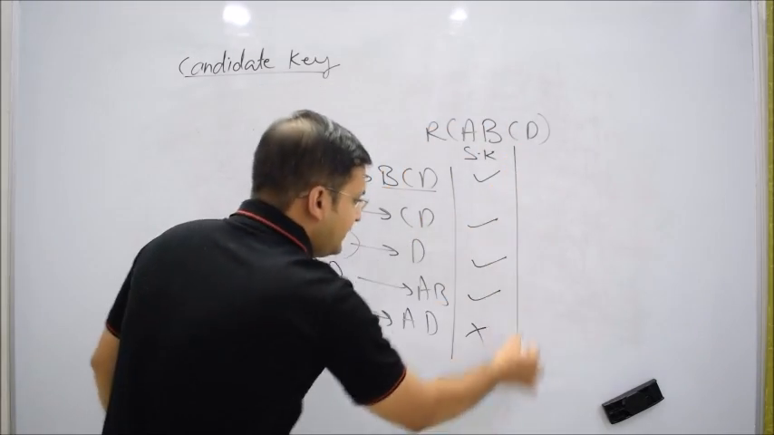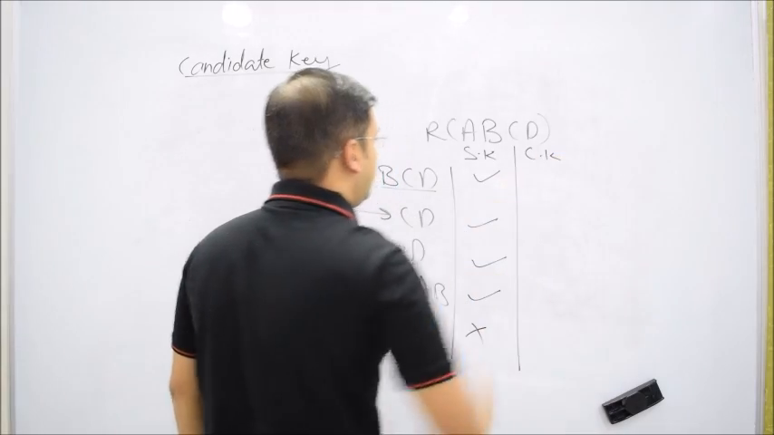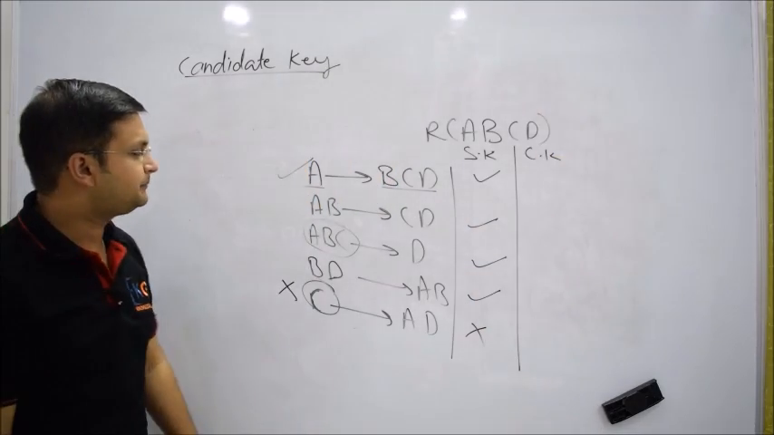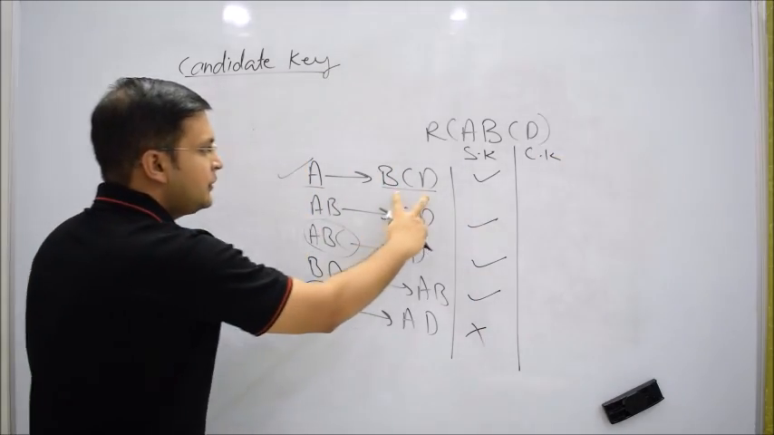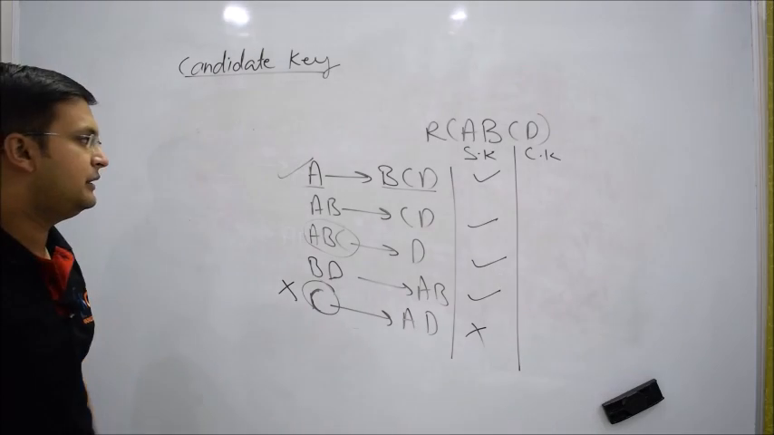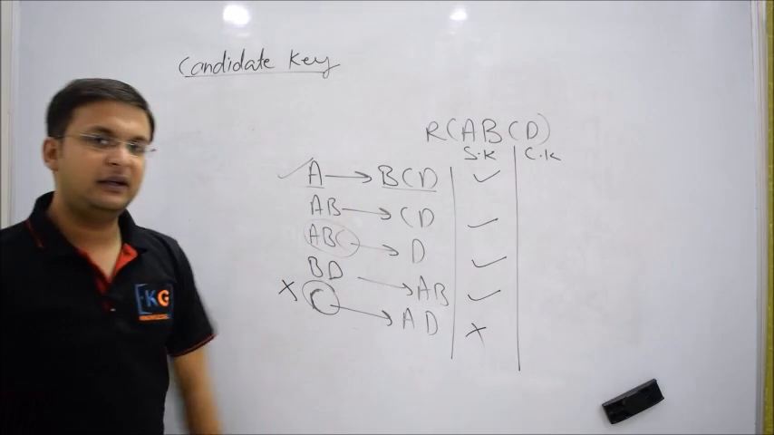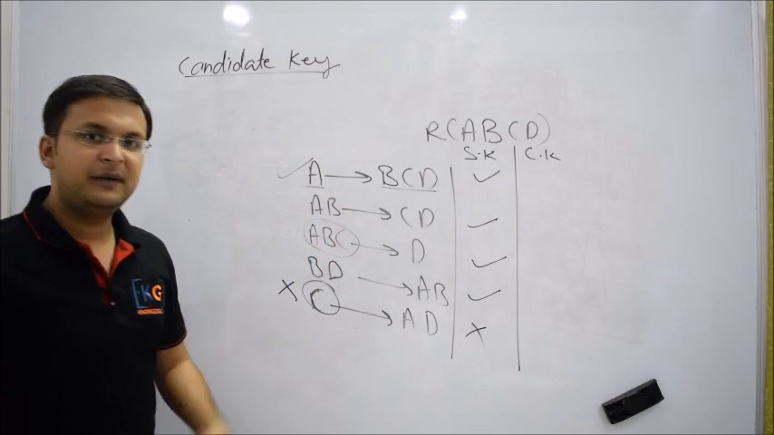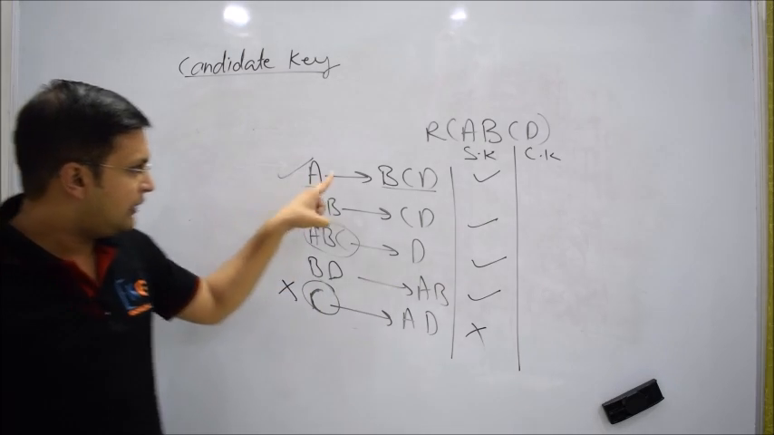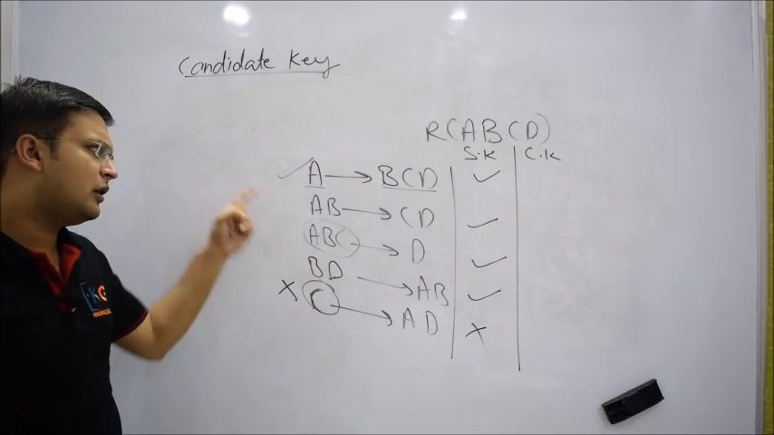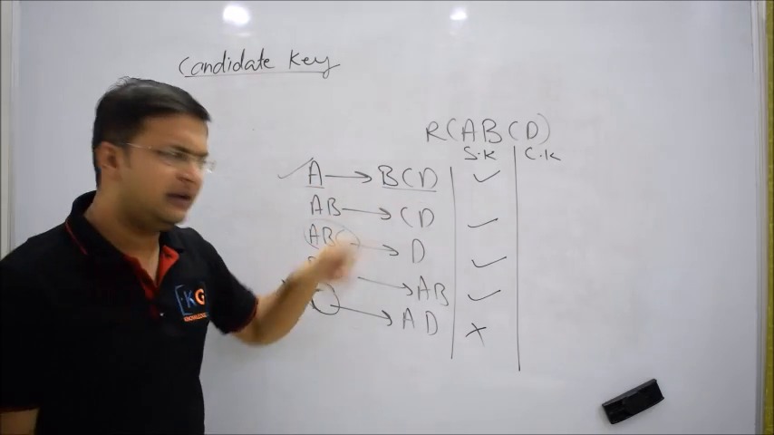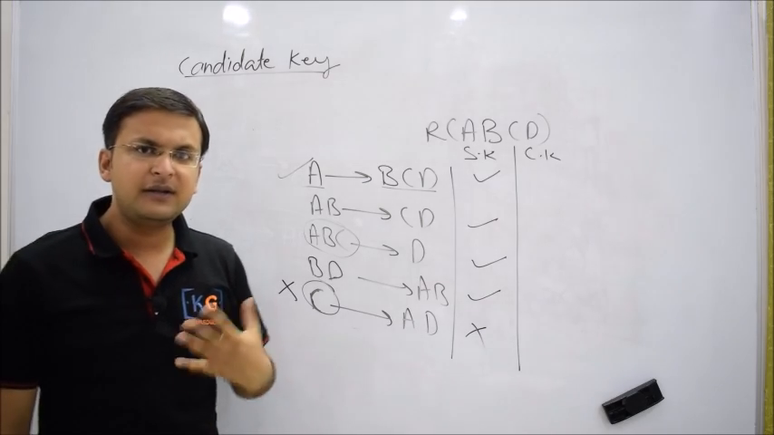Now what is a candidate key? Again, there's a common sense logic. With A you can find B, C, D. Yes or no? Yes. With AB you can find C, D. Now you tell me what makes sense. With single A, if you can find B, C, D, then are you going to use AB to find C, D? Answer is no.